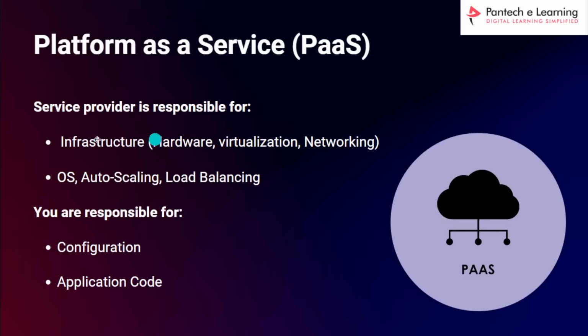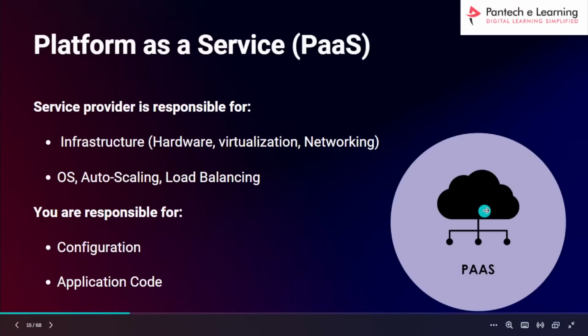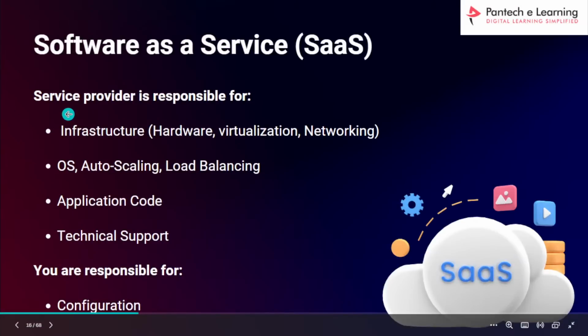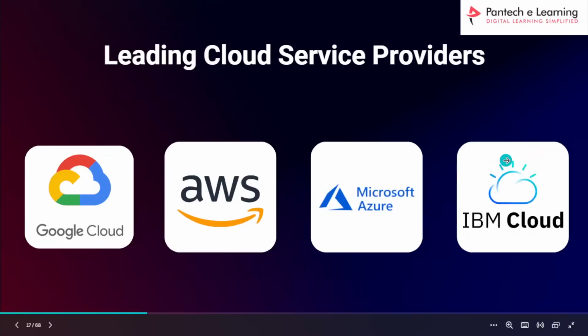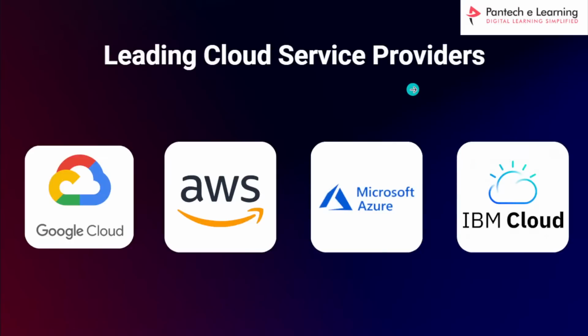About platform as a service, the service provider will provide infrastructure like hardware, virtualization, networking, and they also provide OS, auto scaling and load balancing, and you are responsible for configuration and application code. And when you go for software as a service, they will provide the software and entire support, and you are responsible for the configuration. And these are some of the leading cloud service providers: Google Cloud, Amazon Web Services, Microsoft Azure and IBM Cloud.